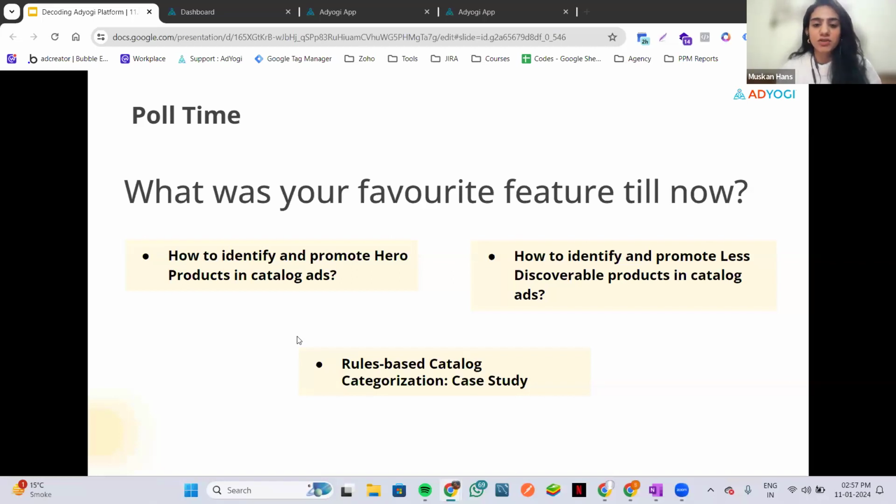So, like Pranab rightly explained to us, how to identify your less discoverable categories and then promote the profitable chunks out of them will definitely help you to not only increase visibility, but also to identify where there are potential of increasing your profitability of the account overall.